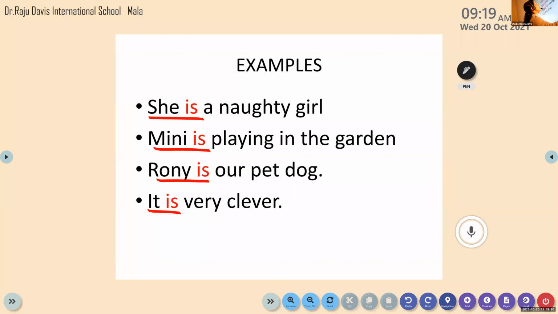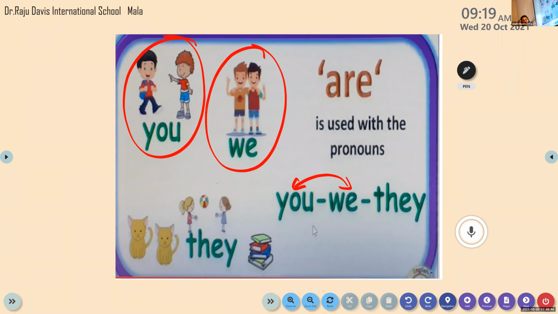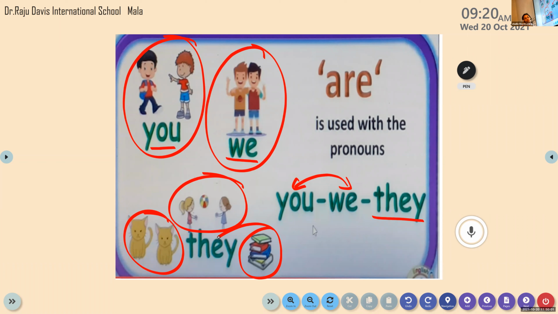Clear? Now let's move on to the usage of are. Are is used with pronouns you, we, they. You and we are used when we're talking about only people, more than one person. They is a plural pronoun which is used for people, animals, and things. There is only one plural pronoun there, that is they. They can be people, animals, or things. But you and we are used only for people. So with pronouns you, we and they, we use helping verb are. So are is used with plural.